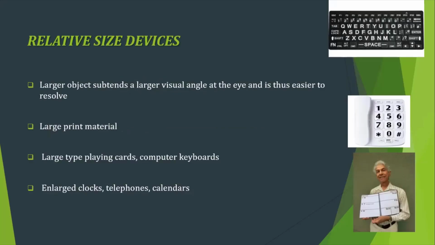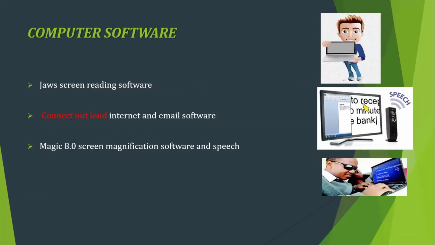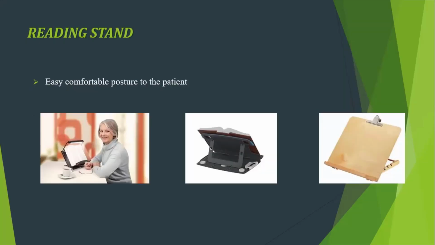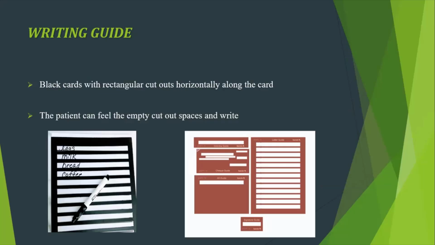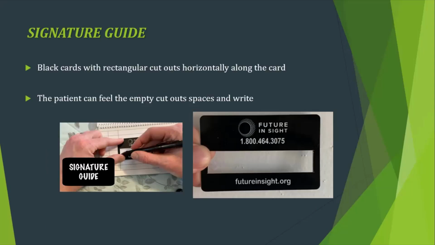Then relative size devices, like enlarging everything: larger print playing cards, larger clock, larger watch or keyboard; everything we have to enlarge. There are various software available to improve their reading speed. Then the reading stand: for those who have neck pain or difficulty in holding the magnifier, you can provide a reading stand with the enlarged print. Then a writing guide or a signature guide. It is a rectangular card with cuts in between, so they can feel and write inside it. Similarly, for signing a signature, they can feel and sign inside the box.